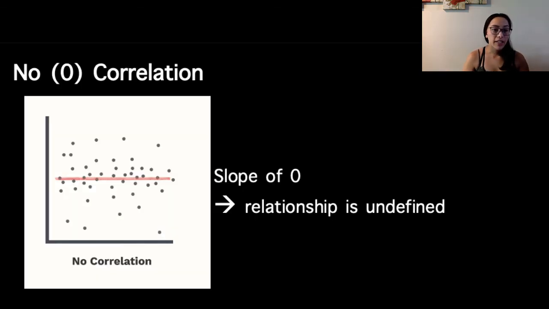We could also have an instance where we'd have zero correlation, or where the slope is 0, right? So this is usually when we've got a bunch of scattered points in a scatter plot, and we don't really see an upward trend or a downward trend. They're just kind of randomly dispersed. When we have a best fit line that is horizontal, that has a slope of 0. Slopes of 0 mean that a relationship is undefined.